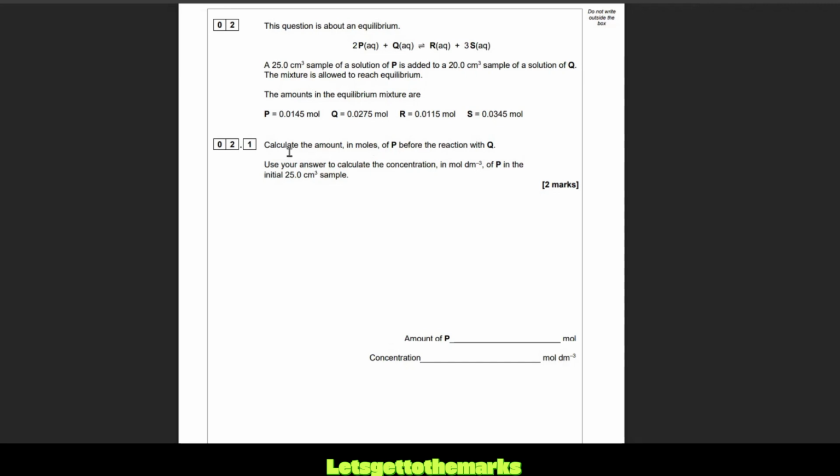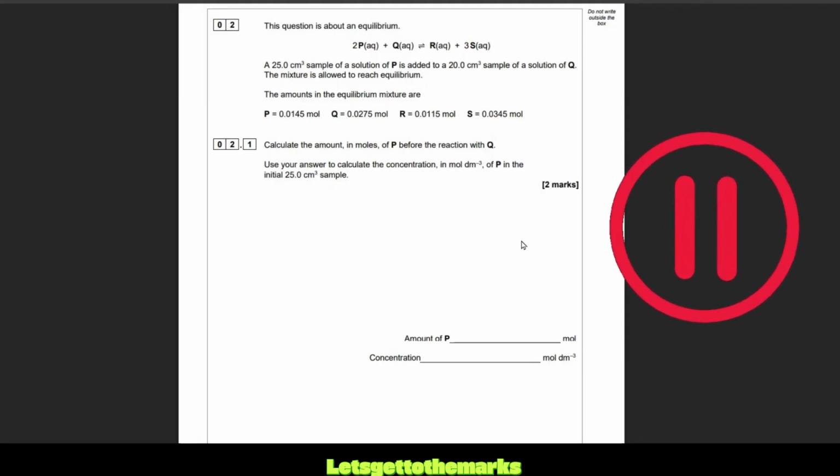Calculate the amount in moles of P before the reaction with Q. Use your answer to calculate the concentration in moles per dm³ of P in the initial 25 cm³ sample. This is worth 2 marks. Why don't you pause the video, grab your pen, grab your calculator, have a go, and then I'll go through the explanation.